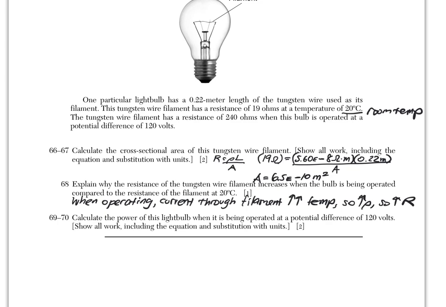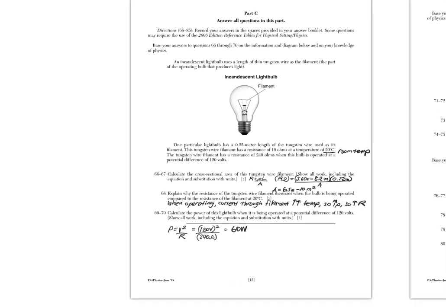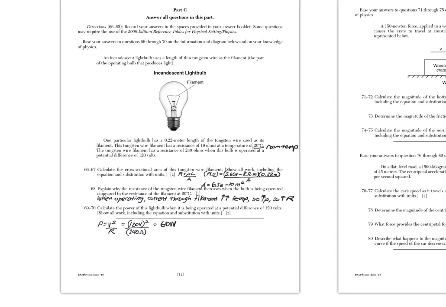And I don't actually know the current at 120 volts, but I do know the resistance, and it's a 60-watt light bulb. Don't forget to square the voltage. All right, and again, a reminder that for questions that are 2 points, you need to show work, including an equation and unit substitution. All right, so that's our light bulb situation.